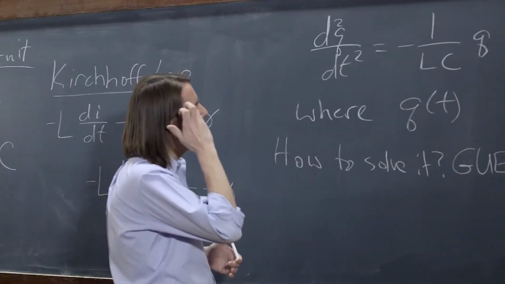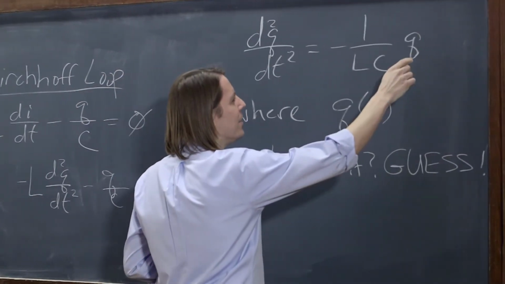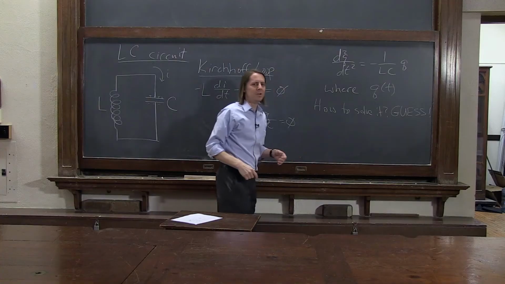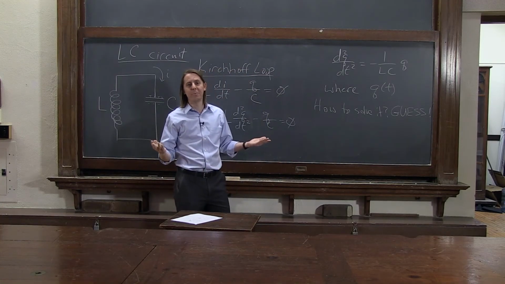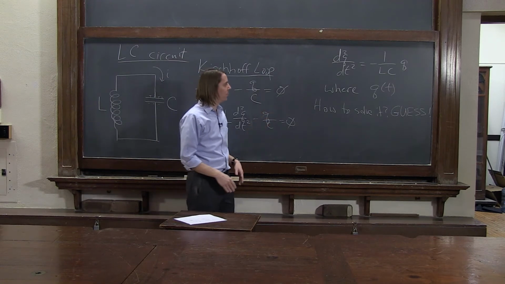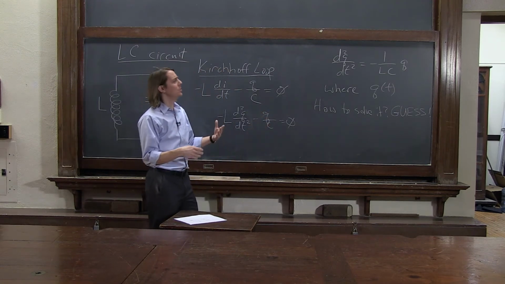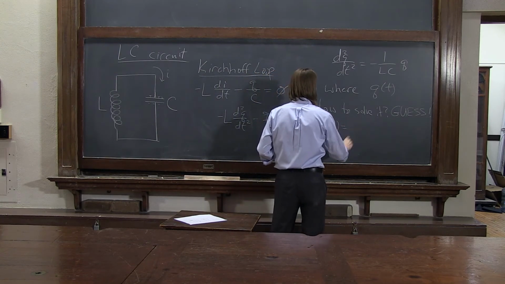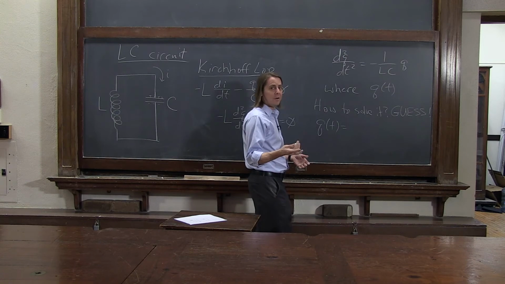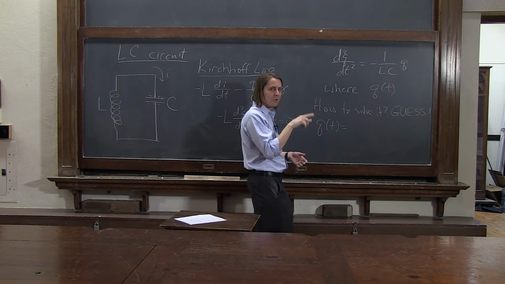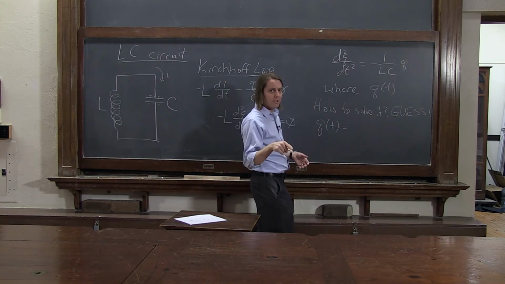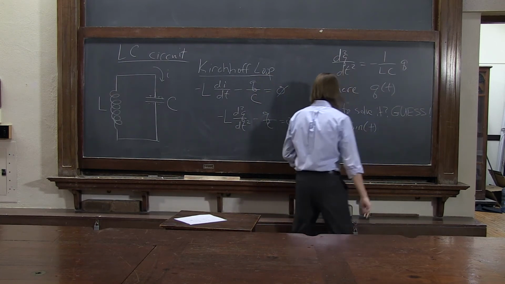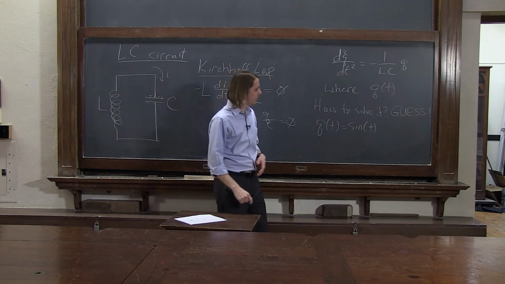You guess. Well, you look at it, and you say, what function is equal to its own second derivative to within a constant? And you just start making up functions and see what you come up with. So let's think. What function do we know is equal to its own second derivative to within a constant? Well, one might be that q of t would be sine, right? Sine, derivative of sine is cosine, derivative of cosine is negative sine. So it does get back to itself, sort of, when you take two derivatives.